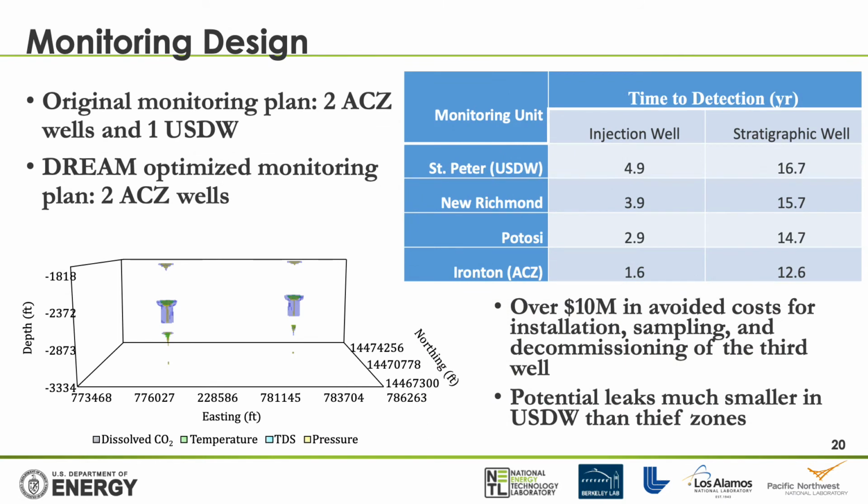While the original monitoring plan called for 2 monitoring wells in the above confining zone, DREAM's monitoring plan, optimized for early detection, calls for just 2 monitoring wells in the above confining zone. This results in a $10 million savings for the project. The analysis also shows that potential leaks in the USDW are likely to be relatively small.